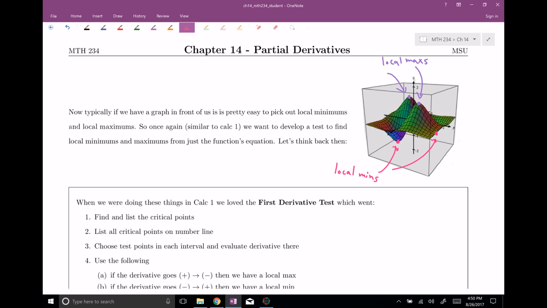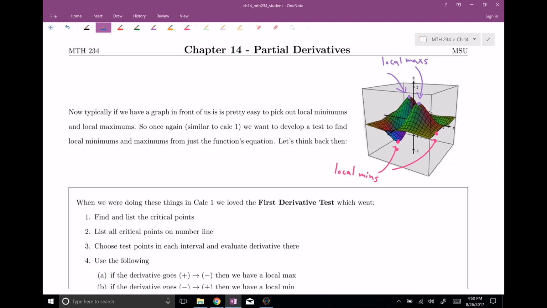So with a graph, it's easy. But we want to develop, similar to Calc 1, a test to find local maximums and minimums just from an equation, right? Quite often we're given the equation, we're not given the graph, so I'd like to be able to find local mins and maxes just from an equation.